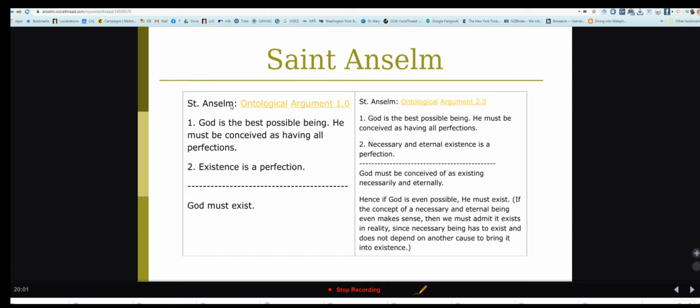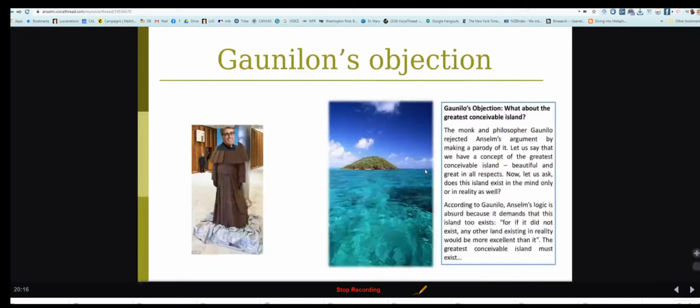We'll see that this is the first version of the argument, because there's an objection that Anselm considered when he published the ontological argument in his work called the Proslogion. He considers the objection of a monk named Gaunilo. He tries to say that there's something wrong with this argument because you can use it to prove the existence of anything. His example is a perfect island, or the best conceivable island.